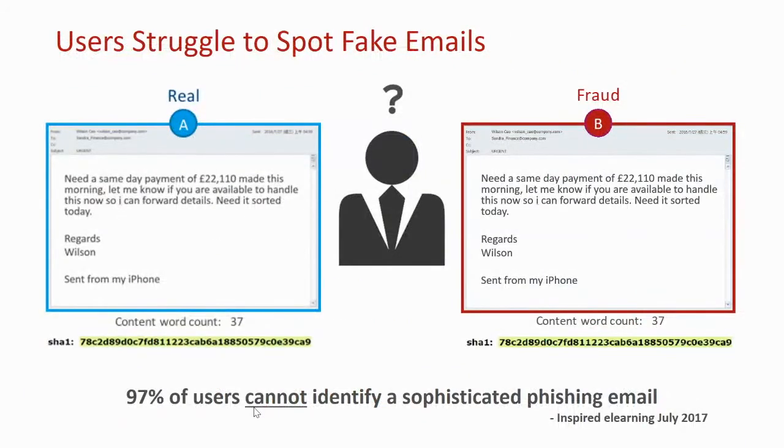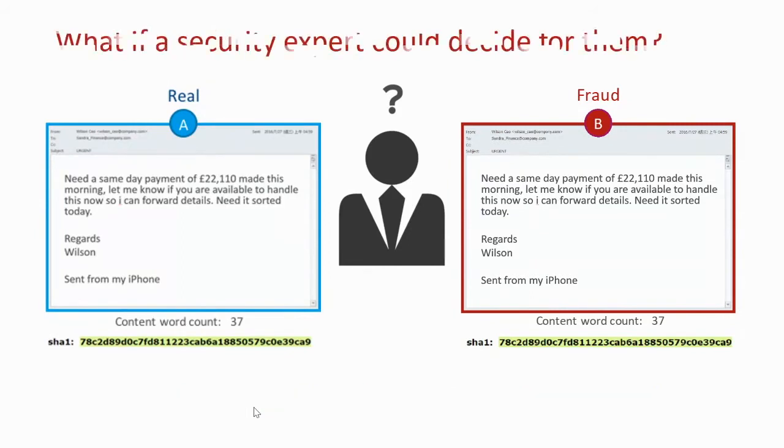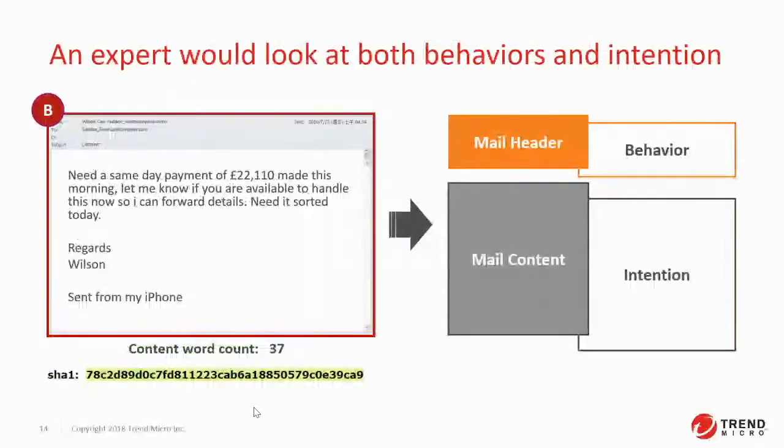As we can see here, we have an example of a real and a fraud email. Both of them have the same syntax, the same SHA value. So 97% of users cannot identify such kind of sophisticated phishing emails. So what do we need? We need an expert that can analyze these emails and can tell that this email is real and this email is a fraud.